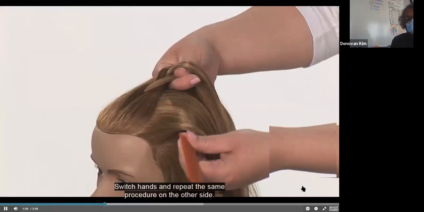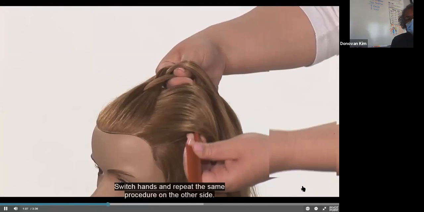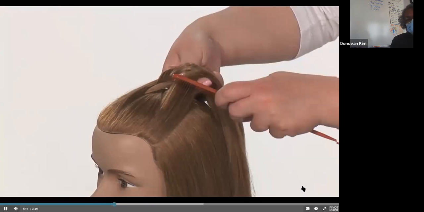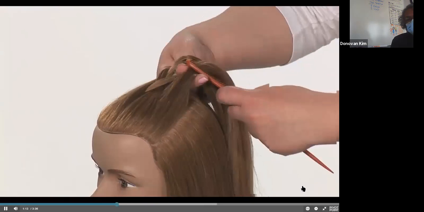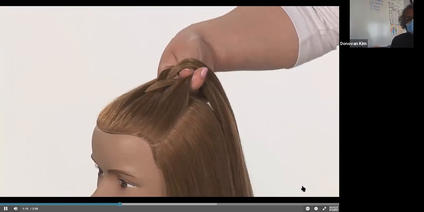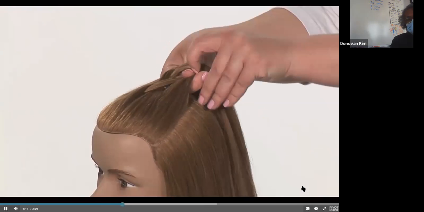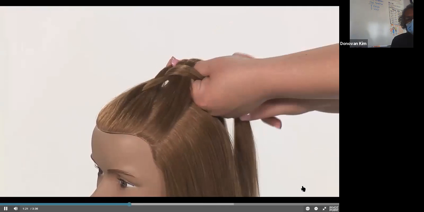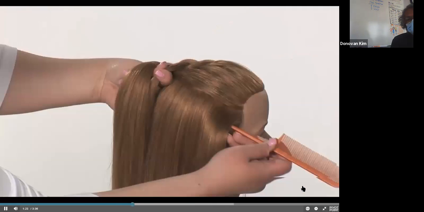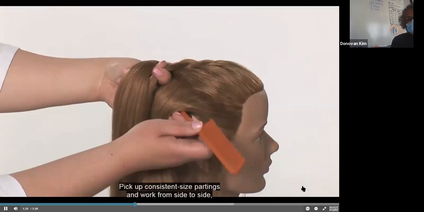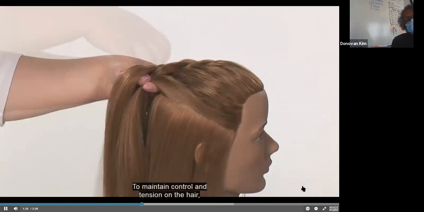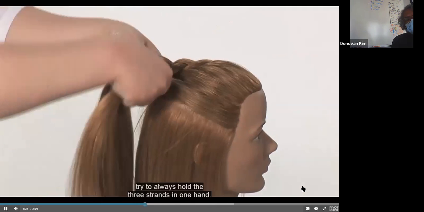Switch hands and repeat the same procedure on the other side. Note that a palm down hand position is used. Pick up consistent size partings and work from side to side using the same procedures. To maintain control and tension on the hair, try to always hold the three strands in one hand.